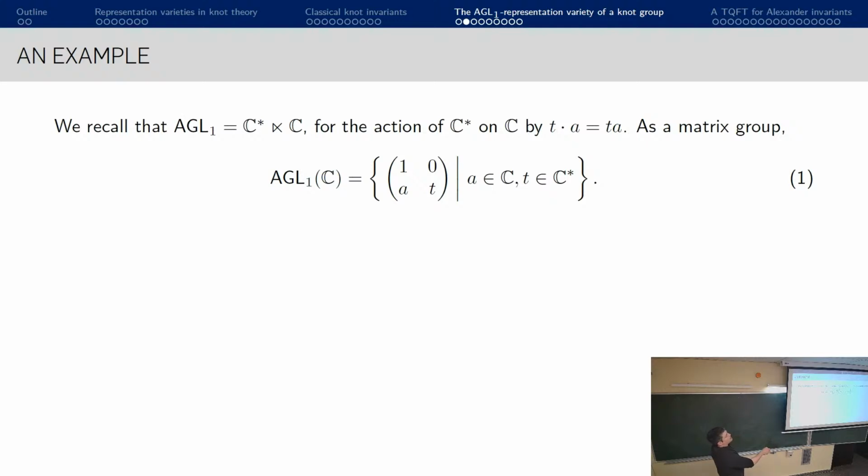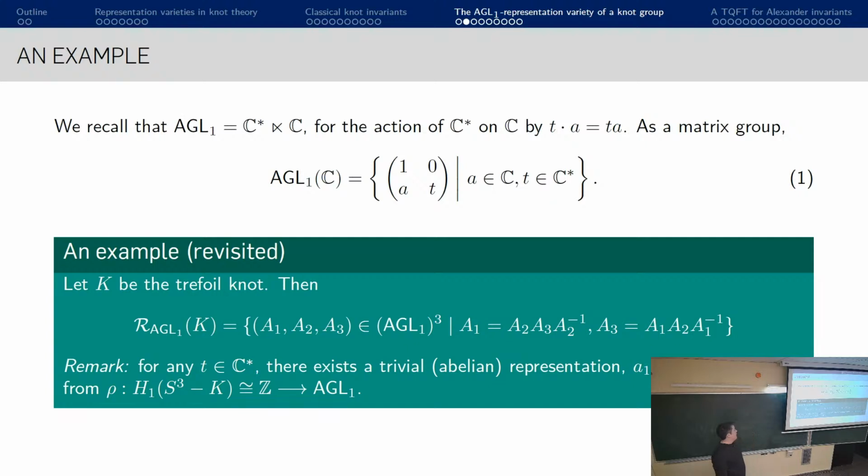Matrices, well, you've got 1 and t, that's an element in C*, and then you've got a there. Affine motions, I mean f(z) = tz + a. Those motions, when you write them down as matrices projectively, are those there. And let's go back to the trefoil knot. We spent some time showing you some things that the first time you see them, you say, okay. The representation variety of your knot group into AGL1, we've already seen the presentation of the trefoil.